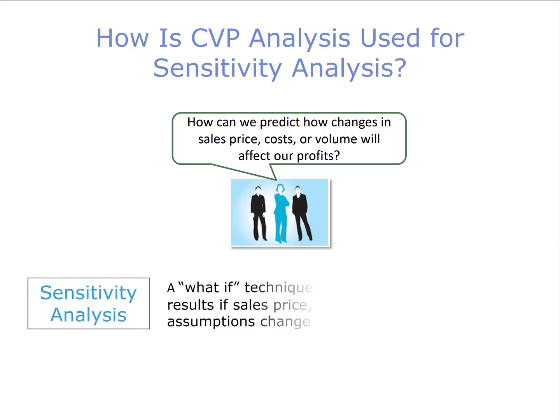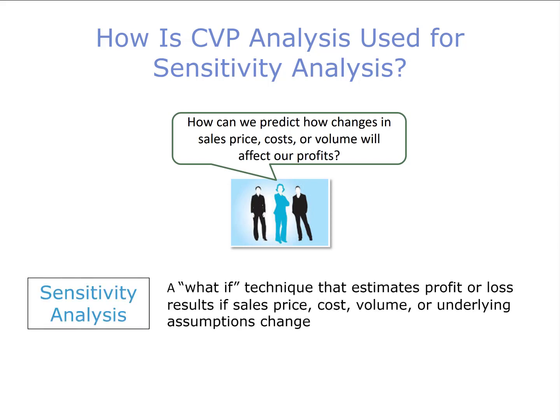Sensitivity analysis is a what-if technique that estimates profit or loss results if sales price, costs, volume, or underlying assumptions change. Sensitivity analysis allows managers to see how various business strategies will affect how much profit the company will make, and thus empowers managers with better information for decision making.